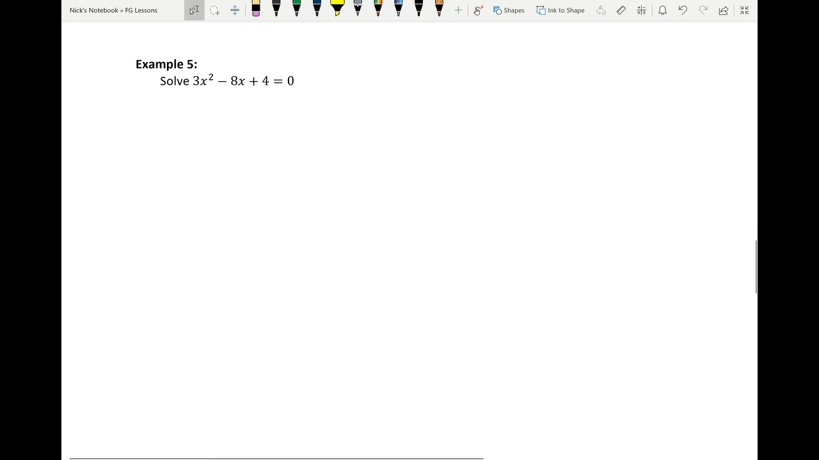Moving on to example 5. This one's a little bit different. The reason is that now our a value, the coefficient in front of that x squared, is actually something other than 1. Here are some steps if you don't remember. Number 1, multiply a and c. Now a and c are the first and the last terms, the 3 and the 4.